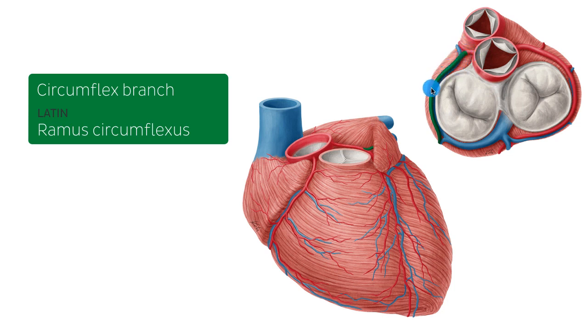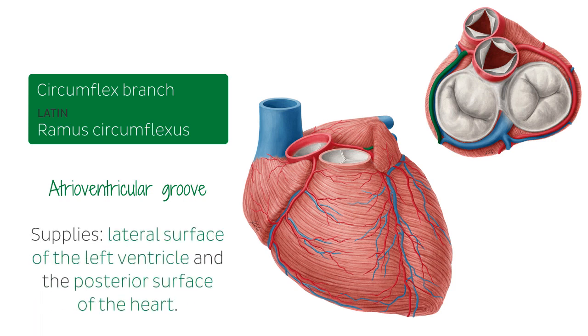One of them highlighted here in green is the one that we're talking about, the circumflex branch. And notice that it is coursing through the atrioventricular groove, a groove between the left atrium and the left ventricle. So as you can clearly see in this image, the circumflex branch of the left coronary artery encircles your heart. Now this branch of the left coronary artery supplies the lateral surface of the left ventricle and the posterior surface of the heart as well.